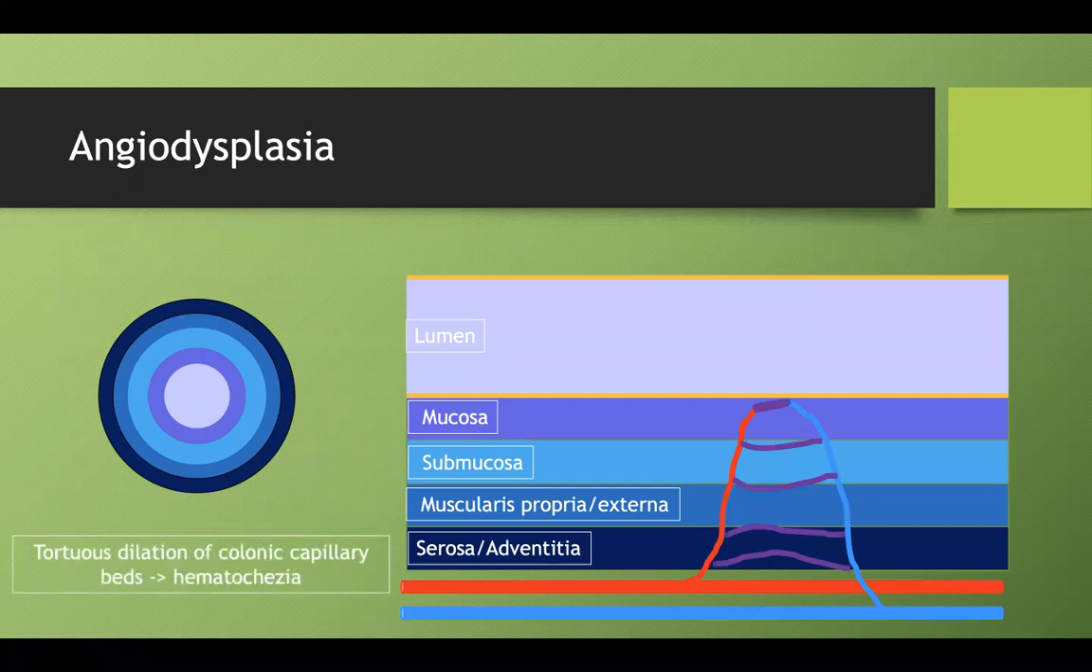What I want you to realize is that in angiodysplasia, you have dilation of all these capillary beds that are supposed to work in unison. So you have this really bad dilation, and it basically causes too much pressure within this low pressure system, and that can result in bleeding or hematochezia.